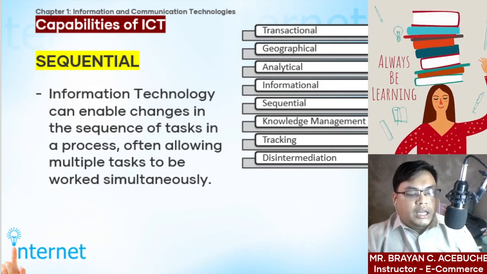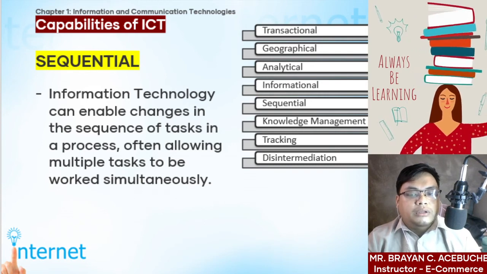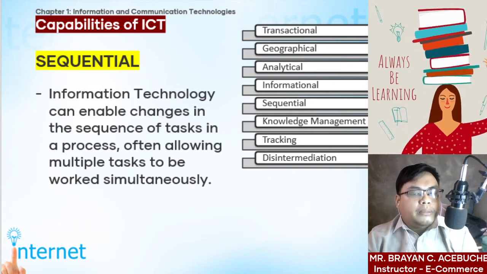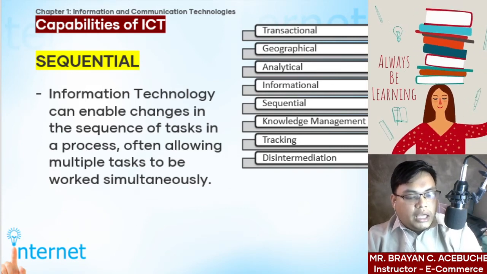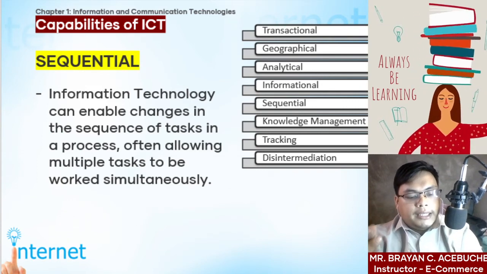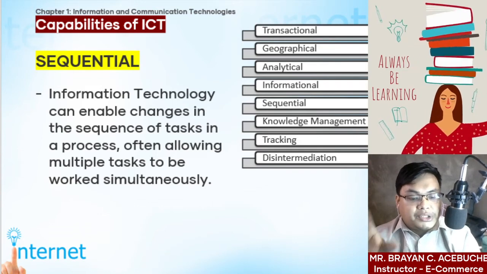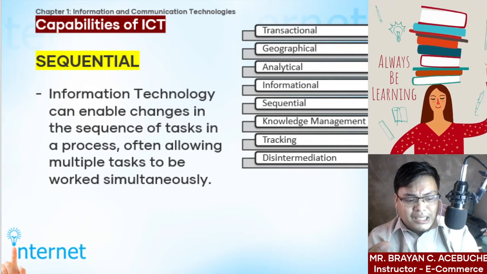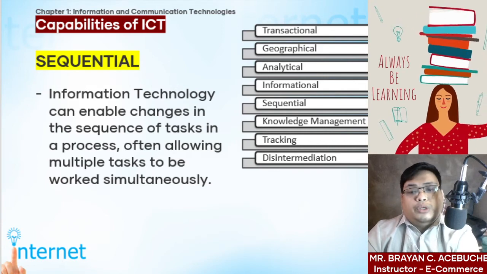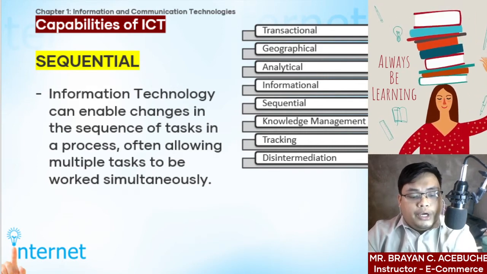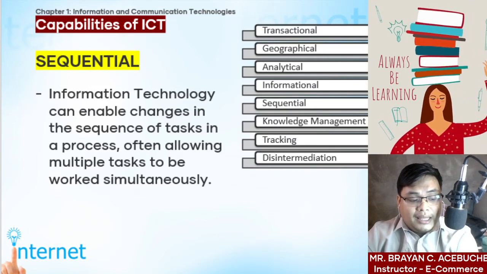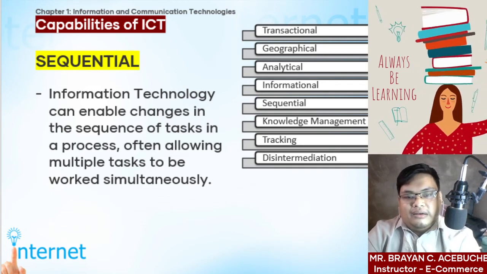Of course, another capability of ICT is sequential. So when you say sequential, IT can enable changes in the sequence of tasks in process, often allowing multiple tasks to be worked simultaneously. So for example, the redesigning of a new product design and manufacturing process at Xerox was made possible through the design of a centralized database of product design specification, which could be updated and referred to during various stages of the product development process. Right?